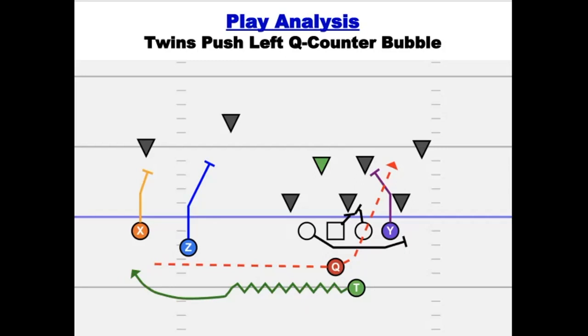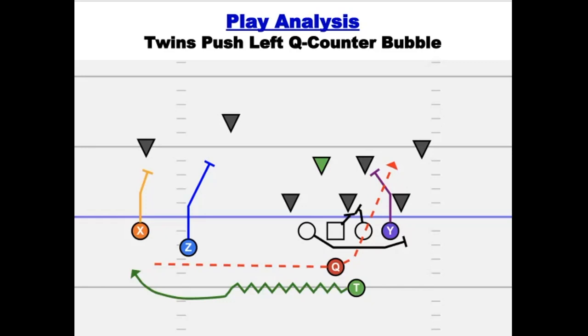All right, so let's get into the play here. So the play is called twins, push motion left, quarterback counter bubble. All right, so it's kind of an RPO. It's more of a pre-snap read than it is a true post-snap RPO read. All right, and what we're reading is that left linebacker. I highlighted him green for a reason.